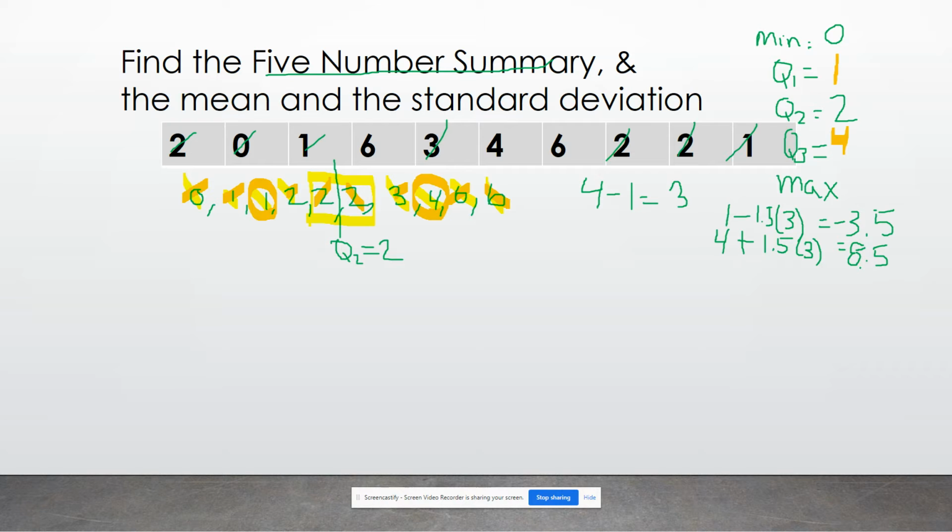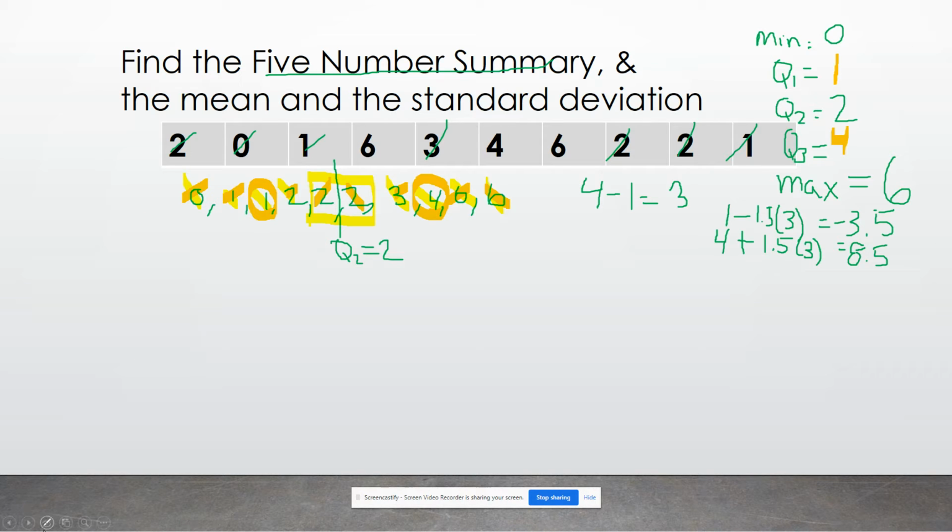Okay, so if I do 8.5, are any of the numbers bigger than 8.5? Nope. None of the numbers are bigger than 8.5, so my maximum is going to be 6, because 6 is not bigger than 8.5, so it's not an outlier. So this data set has no outliers, and this is my 5-number summary.